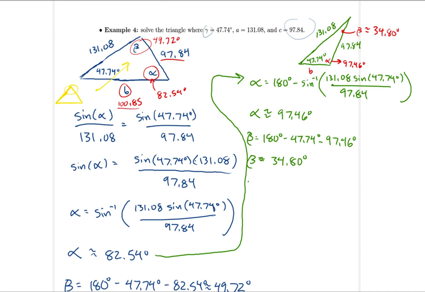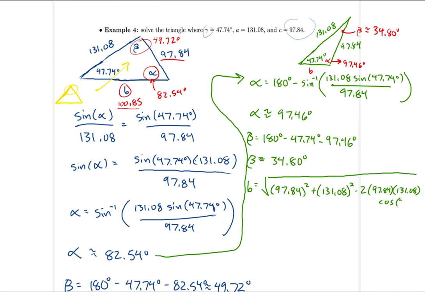And then finally, let's go ahead and do the law of cosines. So this will be 97.84 squared plus 131.08 squared minus 2 times 97.84 times 131.08. And, poor planning on my part, I've run out of room, so 34.80, that should be up there. And so when we do that, we get about 75.45.